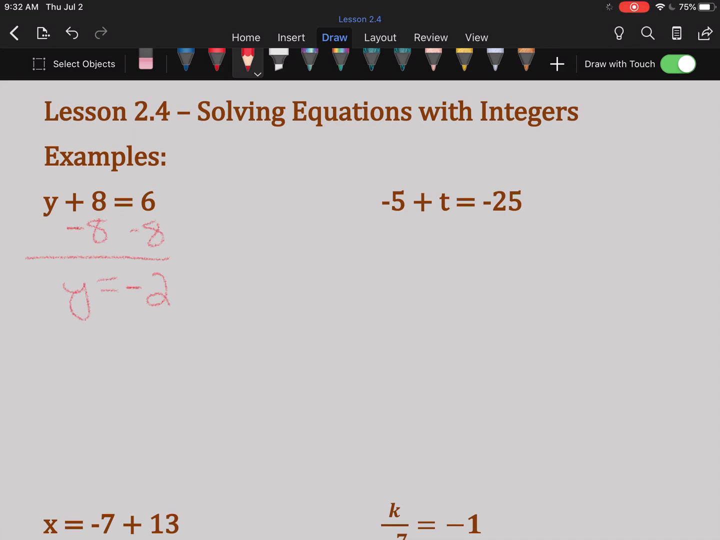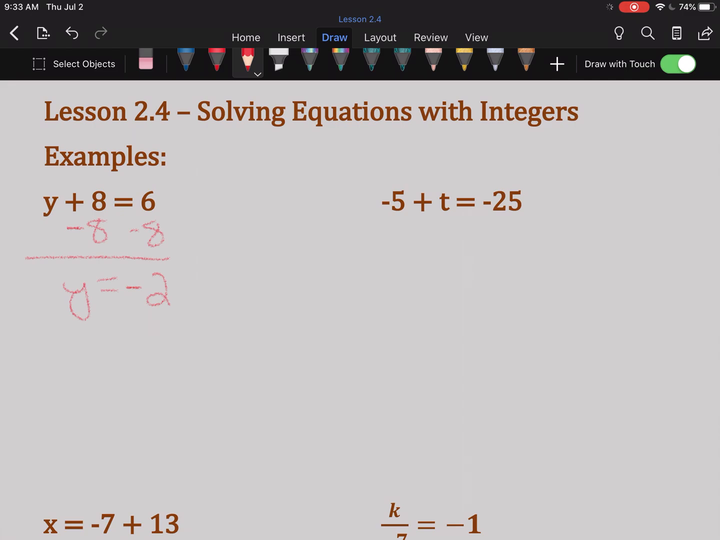This next problem is a bit of a trap because it says plus, but the number that has to move away from t is negative 5. Negative numbers move across an equal sign by addition. So we can no longer necessarily trust that if we see subtraction, we're going to add, and if we see addition, we're going to subtract. We have to look at the sign of the number to determine if we're going to add or subtract.